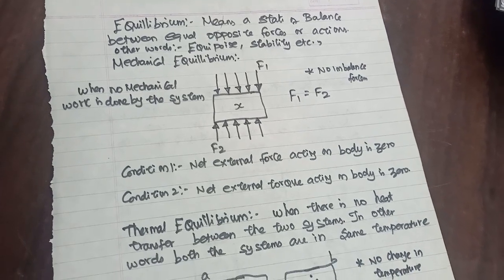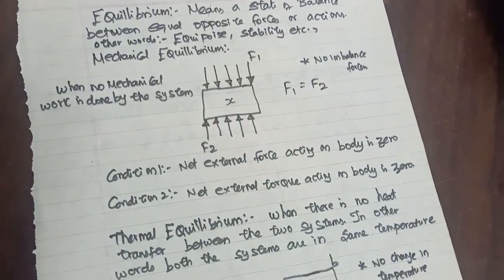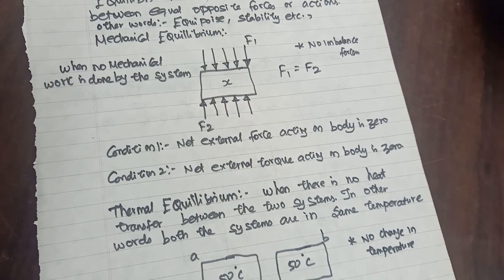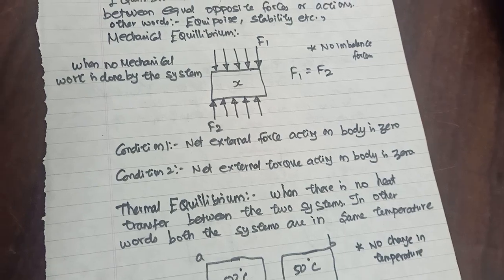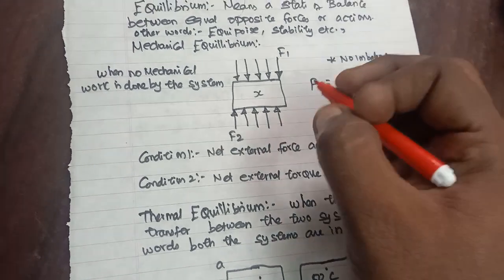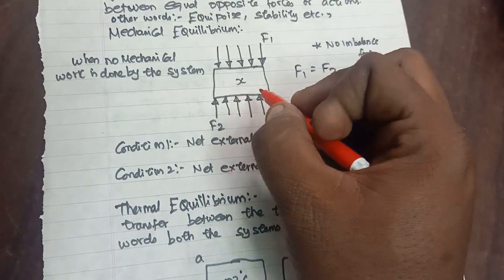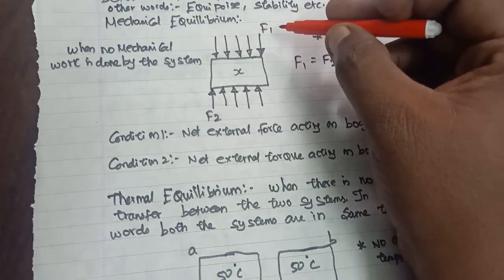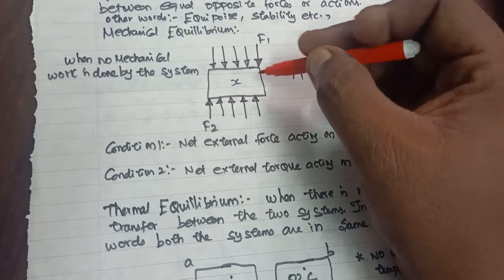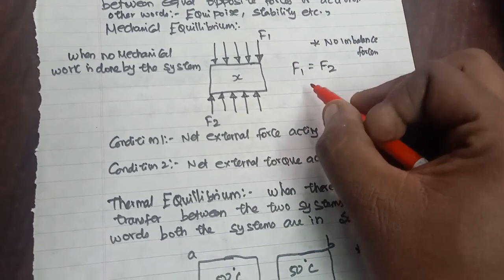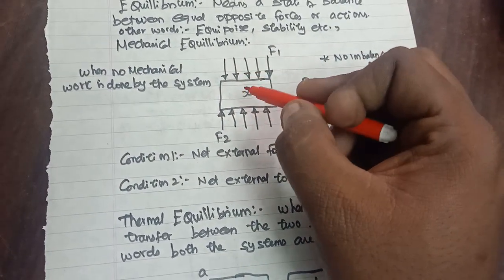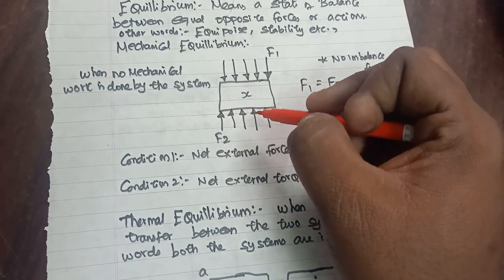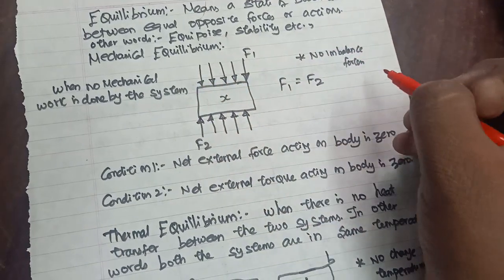One is mechanical equilibrium, second is thermal, and third is chemical equilibrium. We'll see one by one. First, what is mechanical equilibrium? When no mechanical work is done by the system. It means, suppose we take an object X on which a force acts from the upward side as F1 and from the downward side as F2. When both forces are equal, then nothing will happen in the system. No mechanical work will happen in the system. Such conditions will be called mechanical equilibrium.